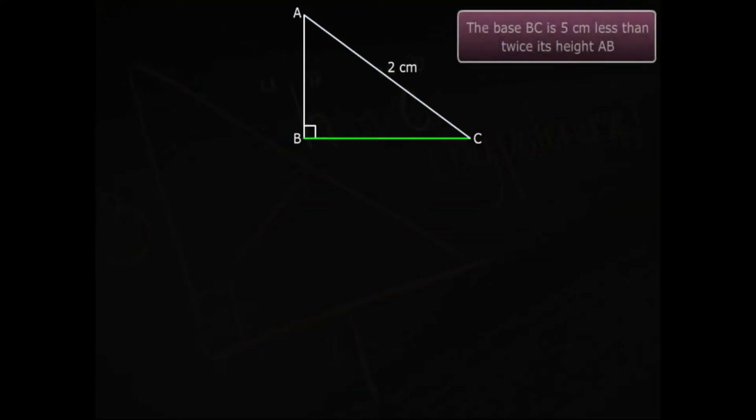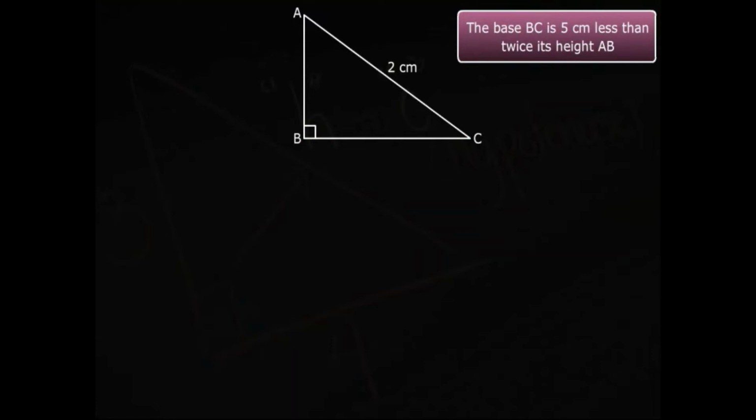You see triangle ABC? It is a right triangle and right angled at B. Now we have some information about this triangle. We know that side AC, which is the hypotenuse, measures 2 centimeters. So let's write that. And we also know that the base BC is 5 centimeter less than twice the height AB. Now we need to determine whether this situation is possible or not.